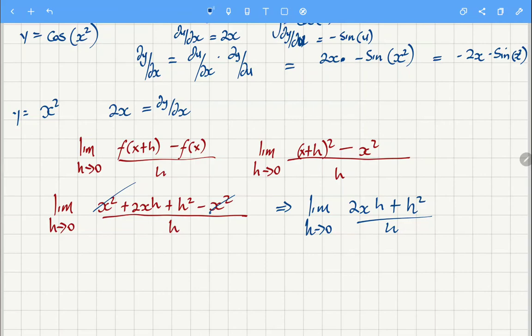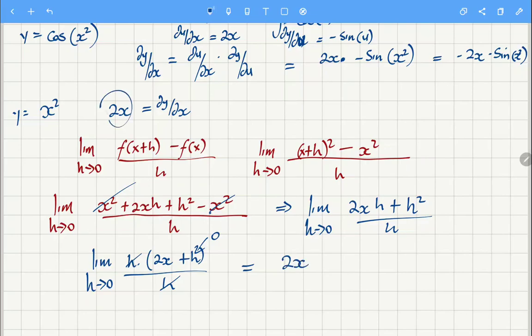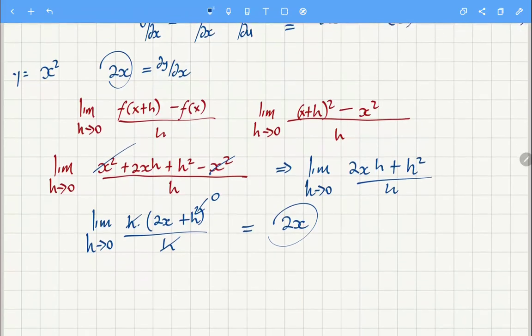Okay, and then I'm going to factor out h as well. So the limit as h approaches 0 of h times 2x plus h, all over h, which further then obviously cancels out, right? And then when h approaches 0, that becomes 0. Okay, so then we're left with 2x, which is what we got here. So that's differentiation from first principles.